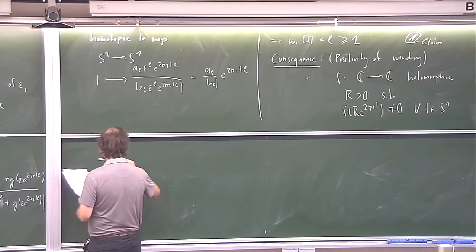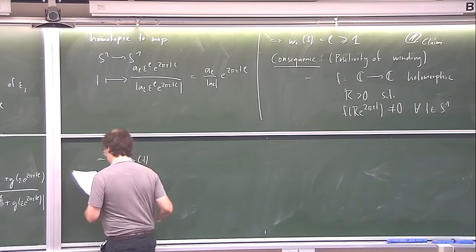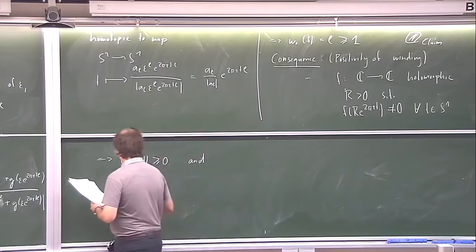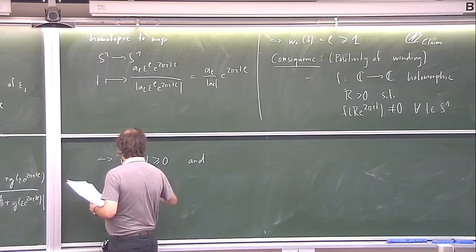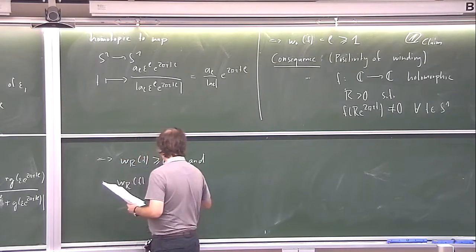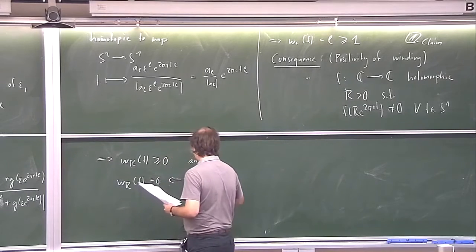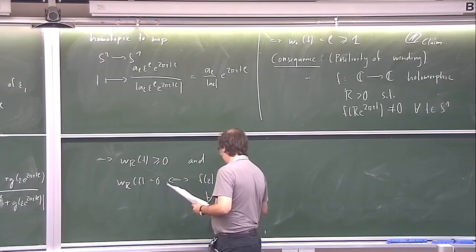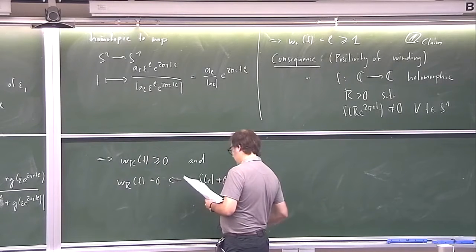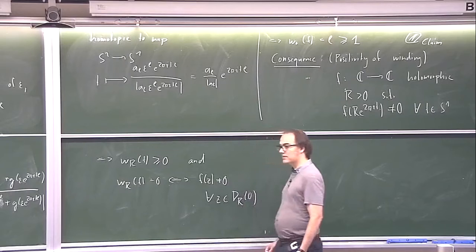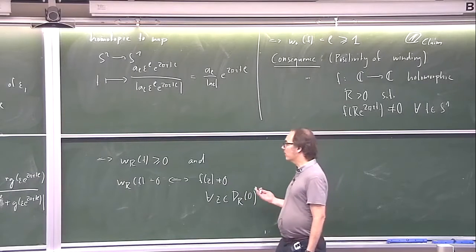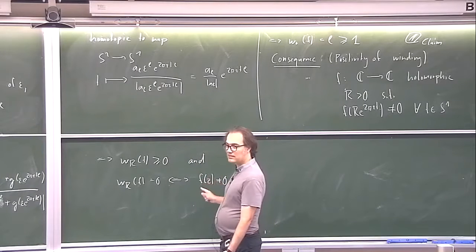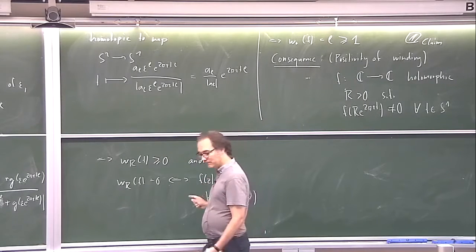Then it follows that W_R of f is bigger or equal to 0, and it is 0 if and only if f of z is different from 0 for all z in the disk of radius R around 0. So if it's holomorphic, by looking at the big circle, you can see if there are singular points inside or not.